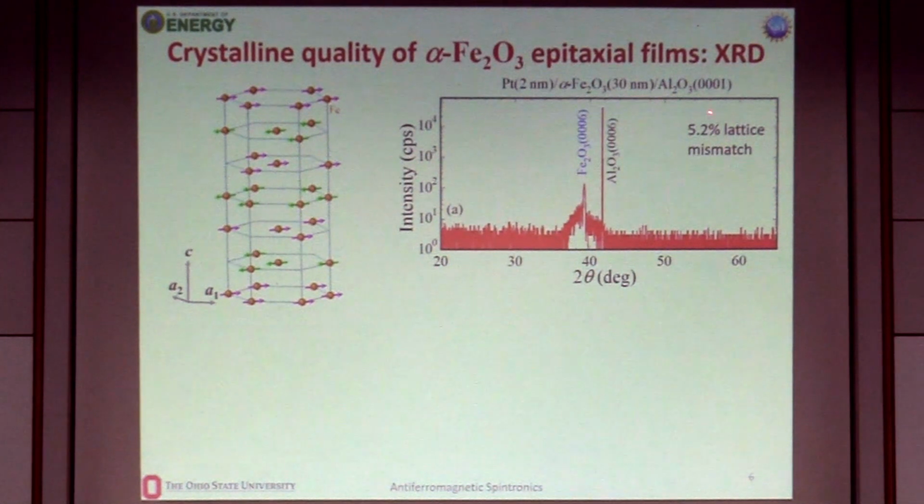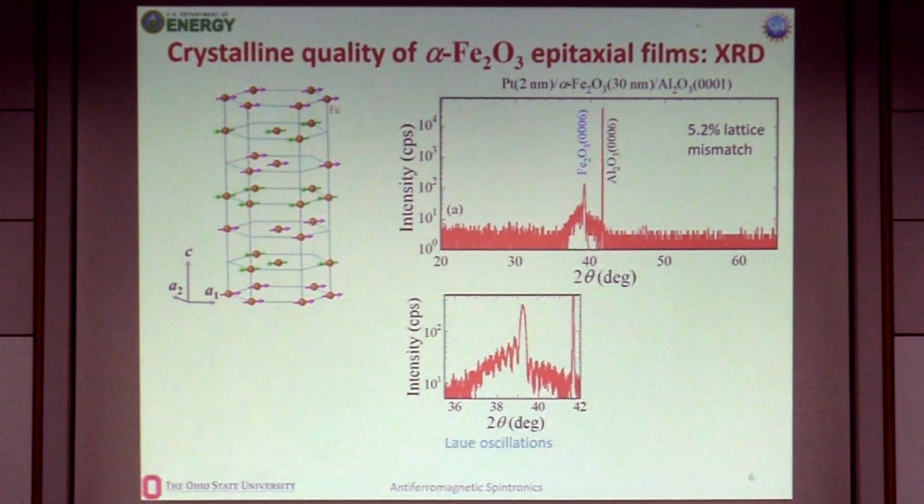So we first grow this on the C-axis, or the 001 oriented sapphire. This is the substrate 006 peak, and then this is the iron oxide. So if you look closely, this is the main iron oxide film. These are what we call Laue oscillations. When you have a homogeneous film, the thickness is also going to be superimposed on the crystal lattice. So that's why you have these beads.